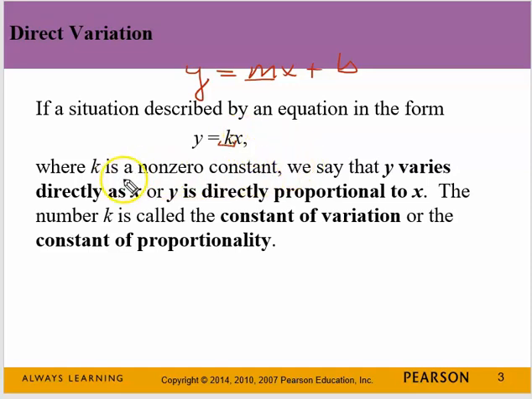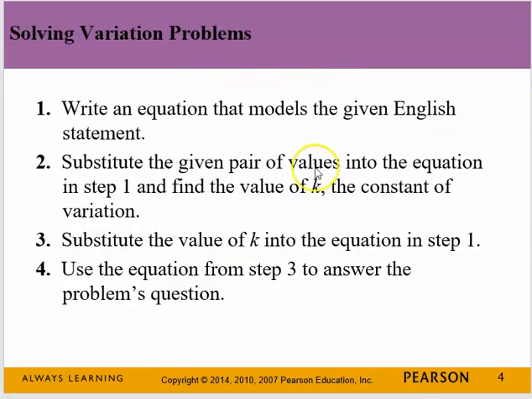Okay, so let's just read this here. Where k is the non-zero constant, we say that y varies directly as x, or y is directly proportional to x. And k is the constant of variation, or the constant of proportionality. Kind of a little wordy. All right, let's go on. Now, there is a protocol for solving it. I'll go through this with you, but if you want to pause and read it, that would be fine.